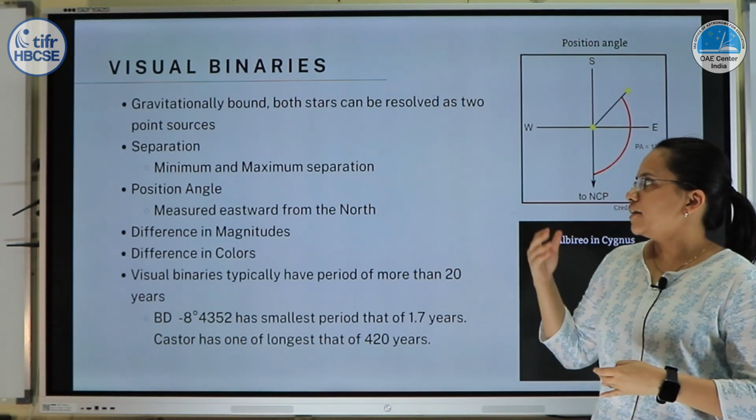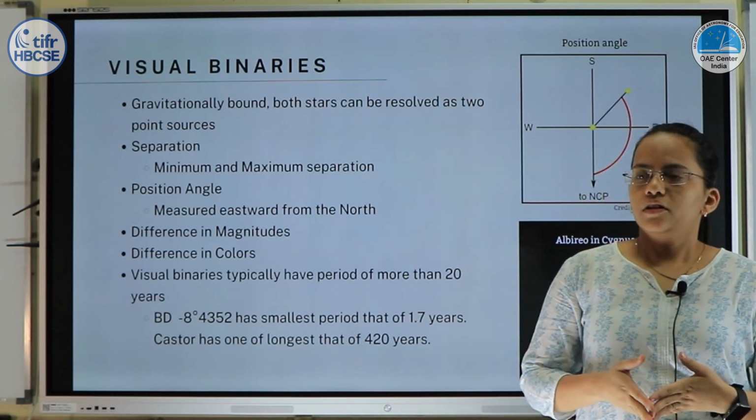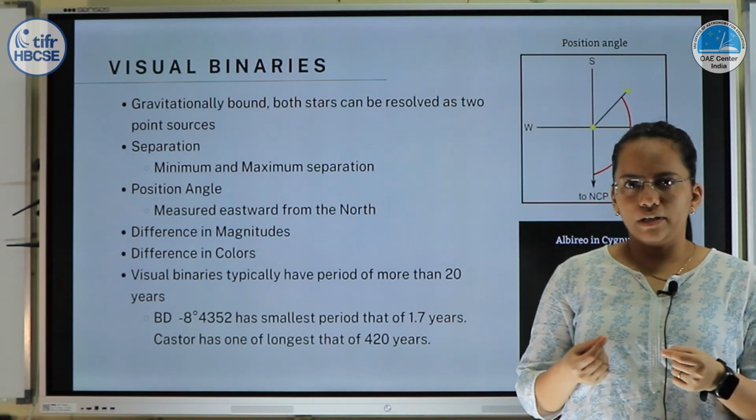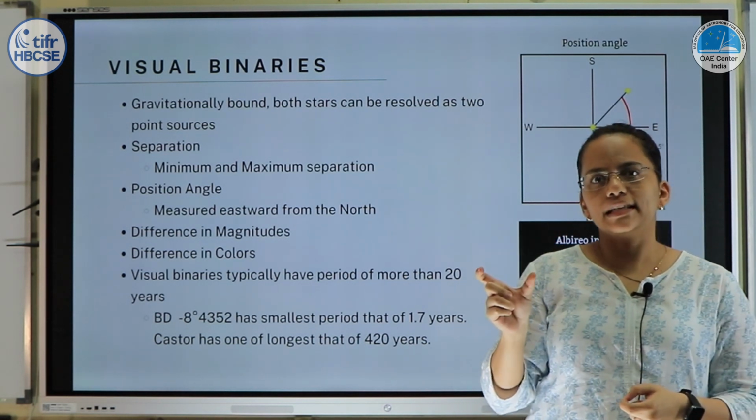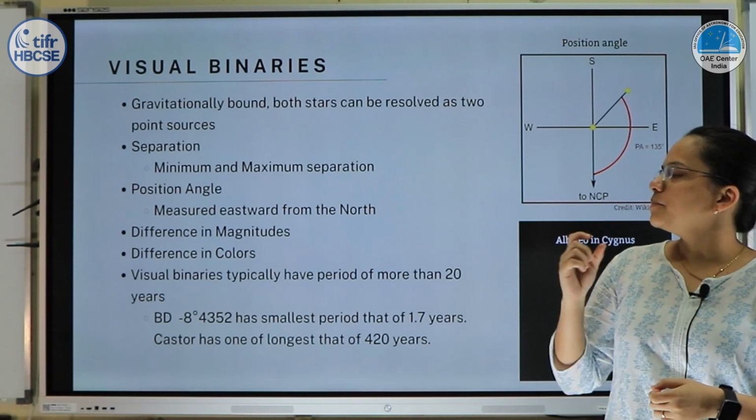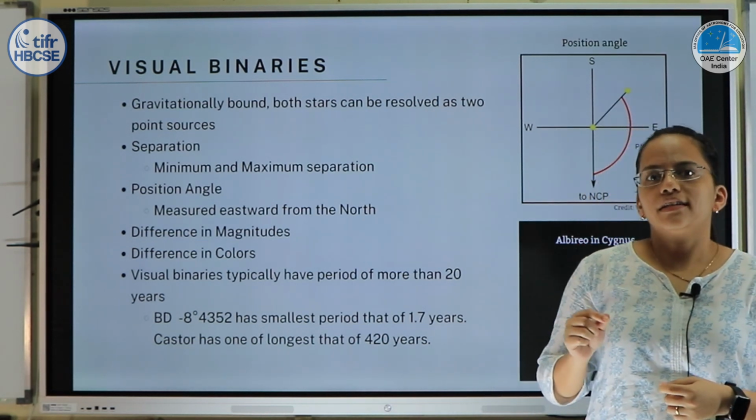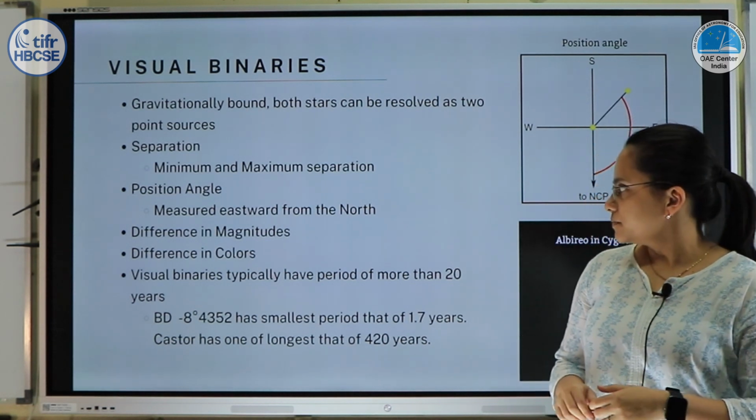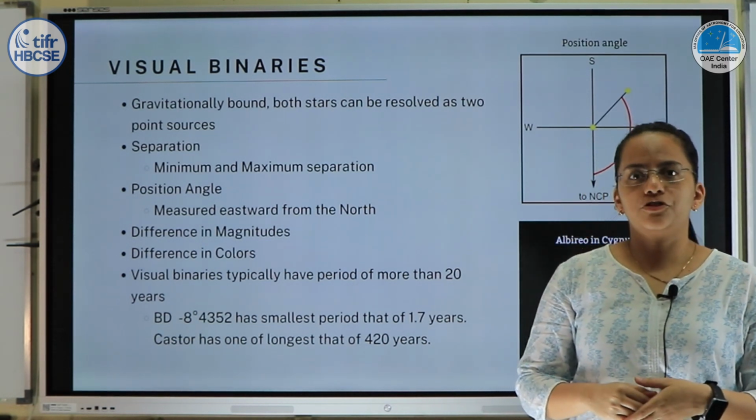Now what all can we observe? The first thing that we can measure is their separation. These binaries are obviously going around each other, so the separation between these two stars is going to increase and decrease as time passes. So we can find out their minimum and maximum separation, and from that we can calculate their periapsis and apoapsis. The other thing that we can measure is the position angle.